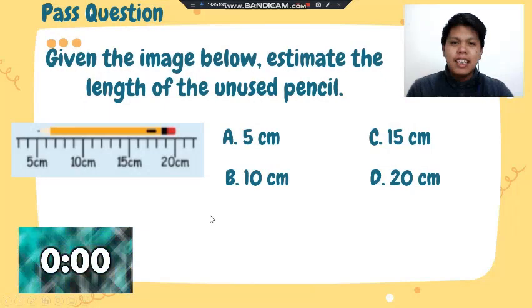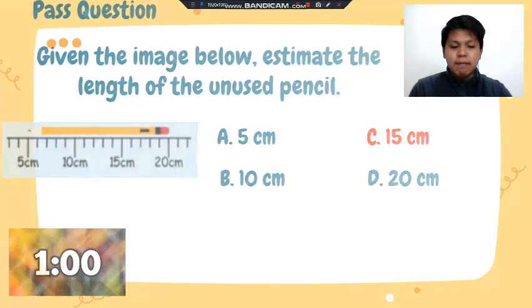Time's up. Let's check your answer. The correct answer is 15 centimeters. If you count, starting from the tip to the eraser of the pencil, you will get 1, 2, 3, 4, 5, 6, 7, 8, 9, 10, 11, 12, 13, 14, 15. Okay, so the correct answer is 15 centimeters. I hope you got that. Let's move on with our next activity.